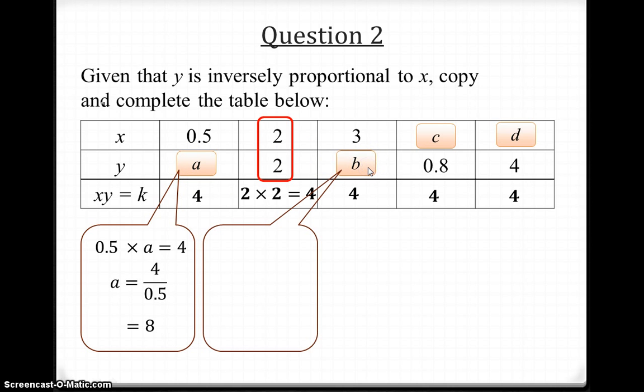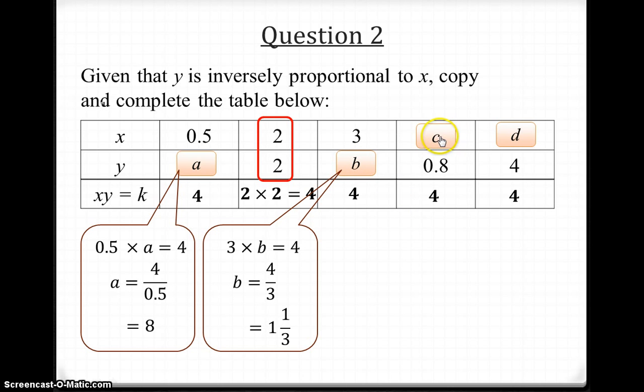To solve b is very similar to solving a. So pause the video now, then you will check your answer later. Okay, pause now. We will continue. So 3 times b will be equal to 4, which means b is equal to 4 over 3. This is the answer.